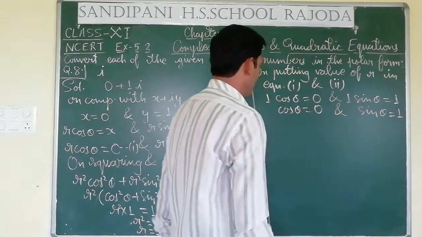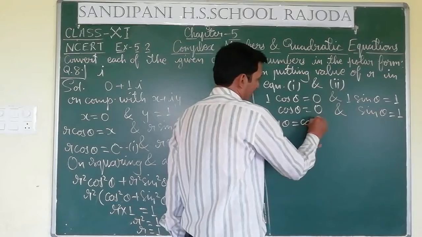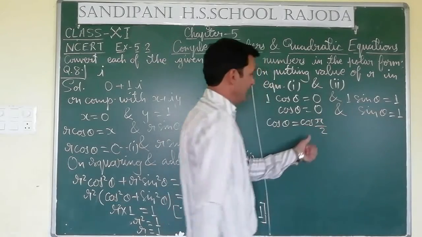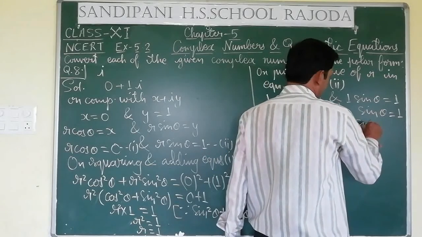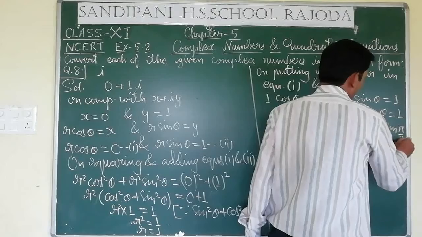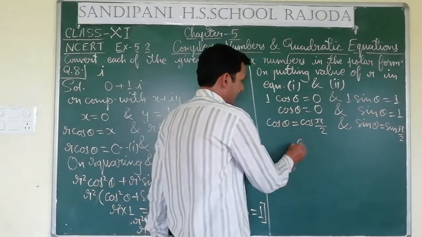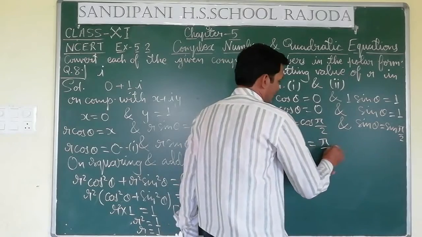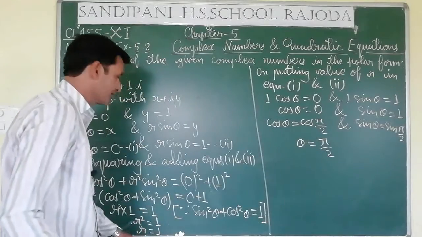Now what will it become? Cos theta is equal to cos 90 degree, because 0 is only in cos 90 degree, and here sin theta is equal to sin 90 degree. So this is also a simple question, because here both are positive. Now we may write directly theta is equal to pi by 2. So this is argument and this is modulus.